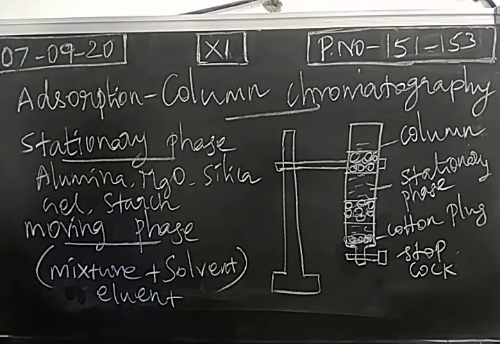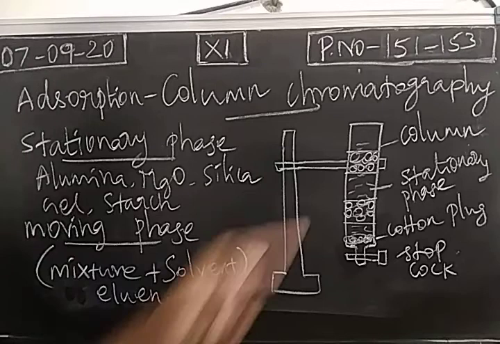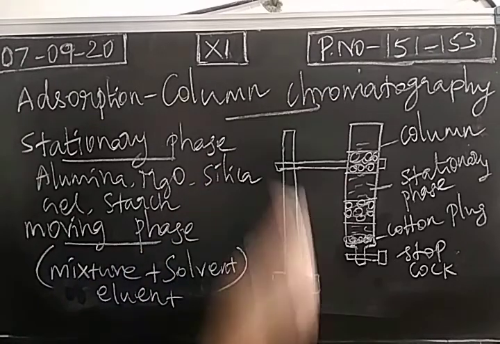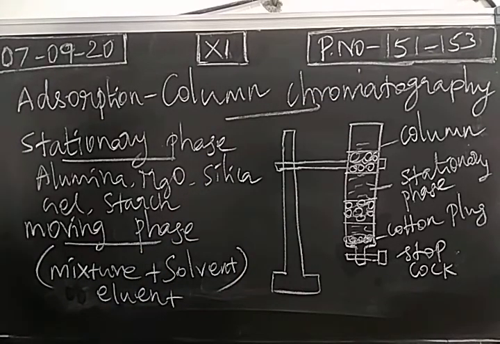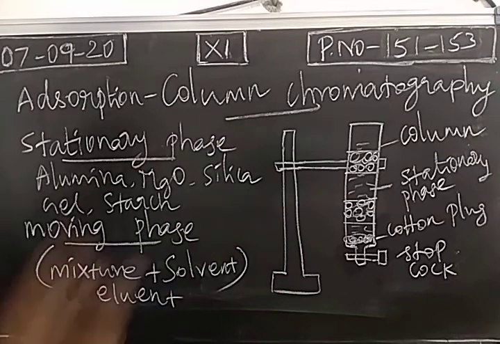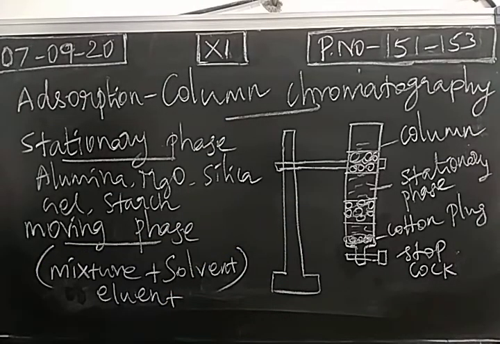This is different from absorption. This is AD, not AB. The difference will be discussed in the 12th standard. Adsorption means one substance is attached on the surface of another substance. So when the eluent is moving from top to bottom in the column, there will be a process called adsorption. Due to adsorption, we will get different bands or different zones.